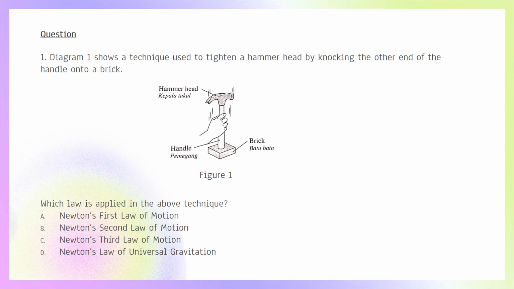Okay, question number 1. Diagram 1 shows a technique used to tighten a hammer head by knocking the other end of the handle onto a peg. So, the question is, which law is applied in the above technique? Is it Newton's first law of motion, or Newton's second law of motion, or Newton's third law of motion, or Newton's law of universal gravitation?